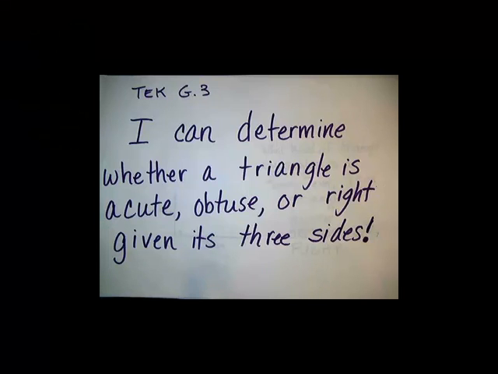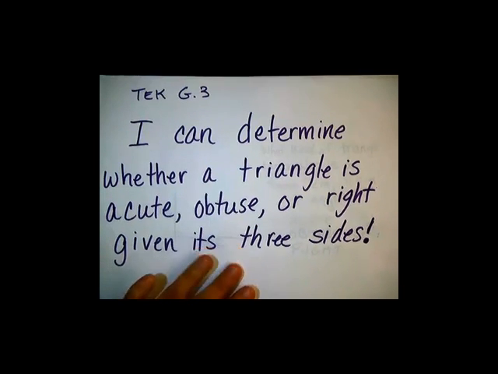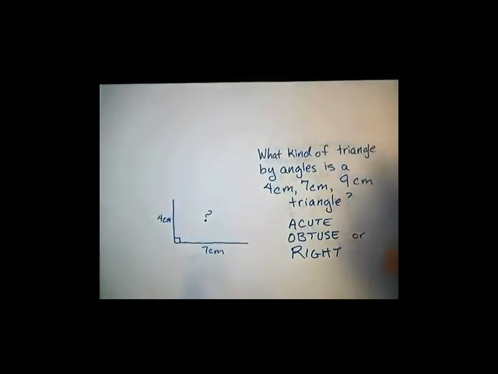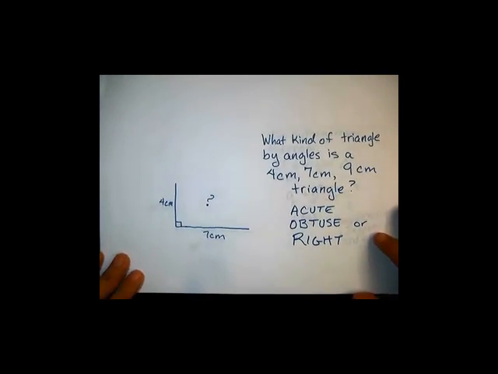All right, now we're going to take a look at TEK G.3, which is determining whether a triangle is acute, obtuse, or right given the three sides. Before, you could take a look at the angles, but what if we just give you three measurements and ask you what kind of triangle it is? Here's an example. I've got a 4 centimeter, 7 centimeter, and 9 centimeter triangle. Is it acute, obtuse, or right?